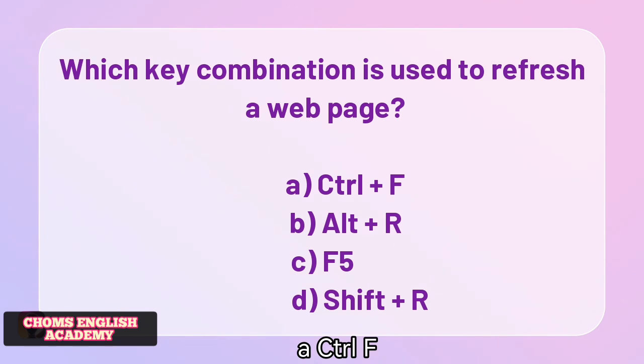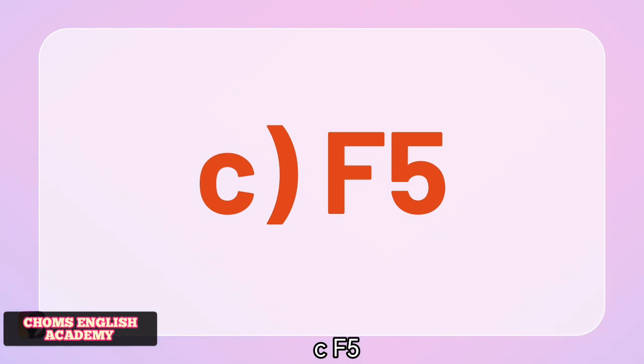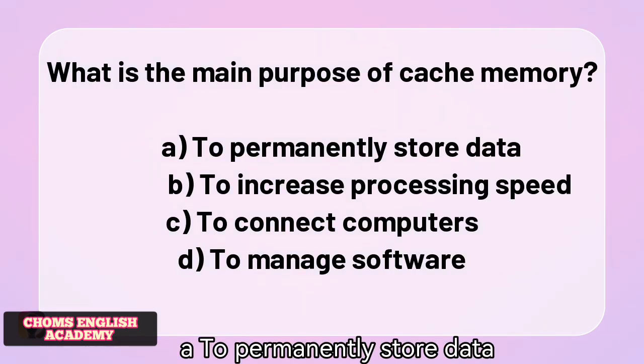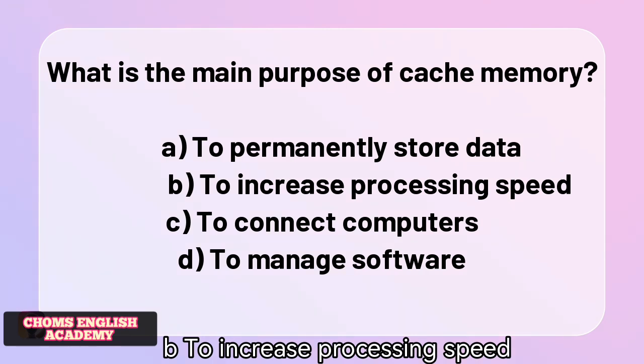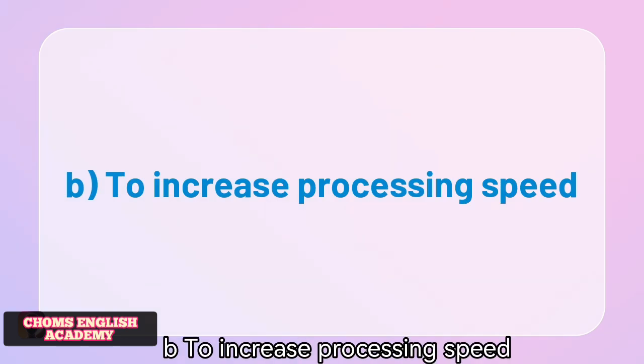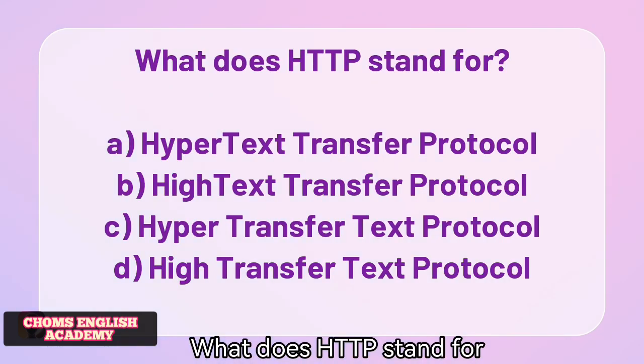A. Ctrl F. B. Alt R. C. F5. D. Shift R. Answer. C. F5. What is the main purpose of cache memory? A. To permanently store data. B. To increase processing speed. C. To connect computers. D. To manage software. Answer. B. To increase processing speed. What does HTTP stand for?